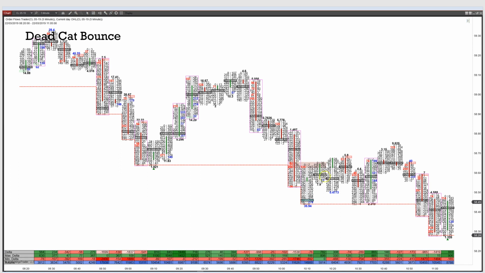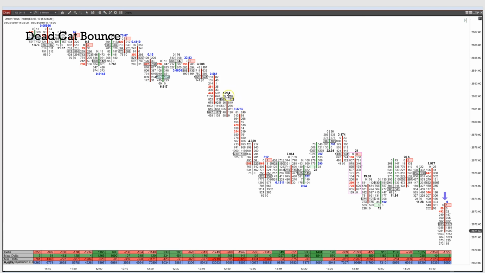Look for signs in the order flow. I wouldn't be getting short on this bar here or this bar. This is what I'm looking for on the bounce. You got to get a bounce first, but then you get your trade opportunity.